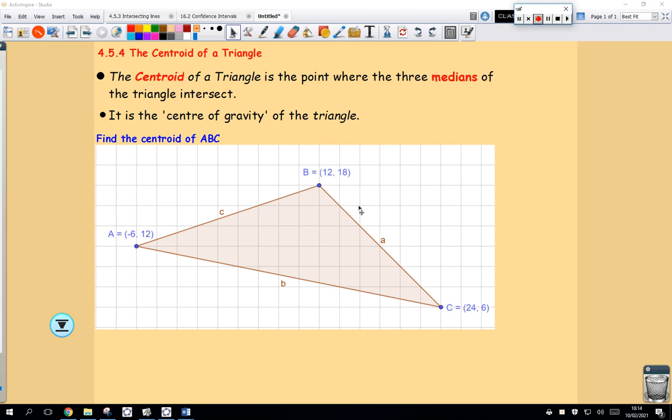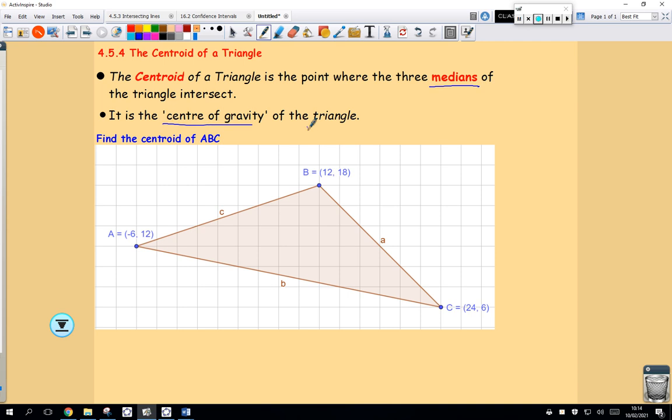Okay, in this class I want to look at finding the centroid of a triangle. So I'm going to start with the definition. The centroid of a triangle is the point where the three medians of the triangle intersect. So we're looking for the medians of the triangle. It's also the center of gravity of the triangle. Okay, so have a think about what that means. It's the center of gravity of the triangle.